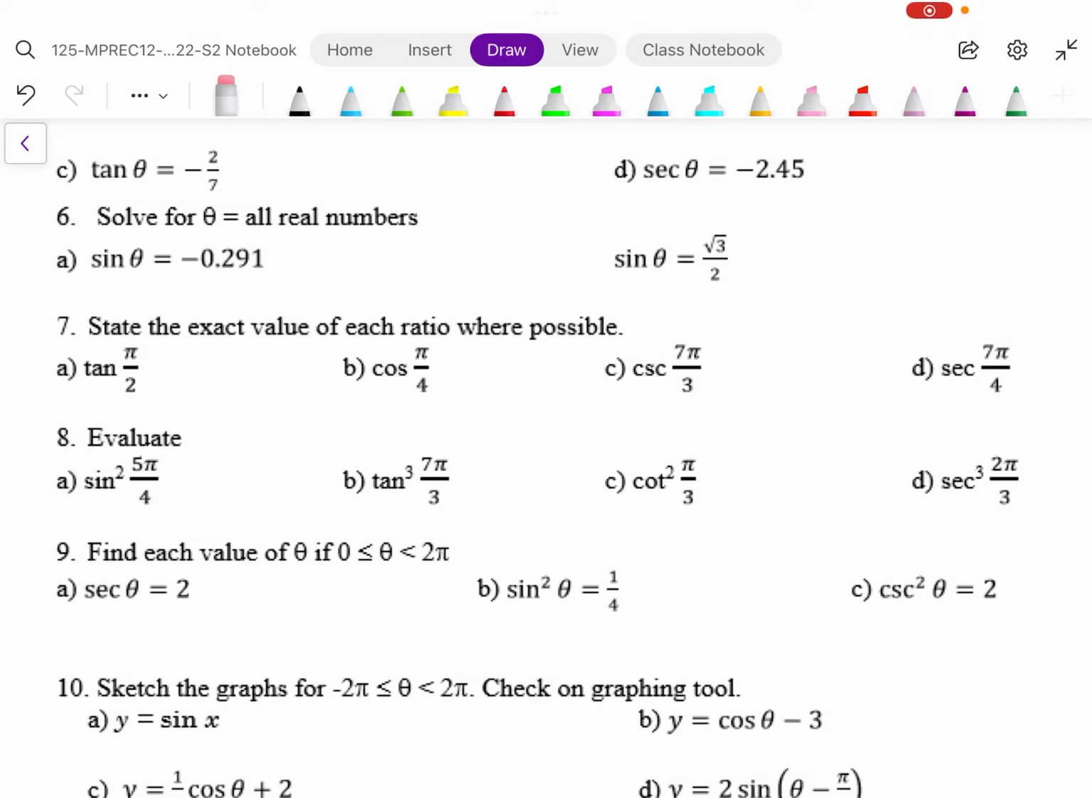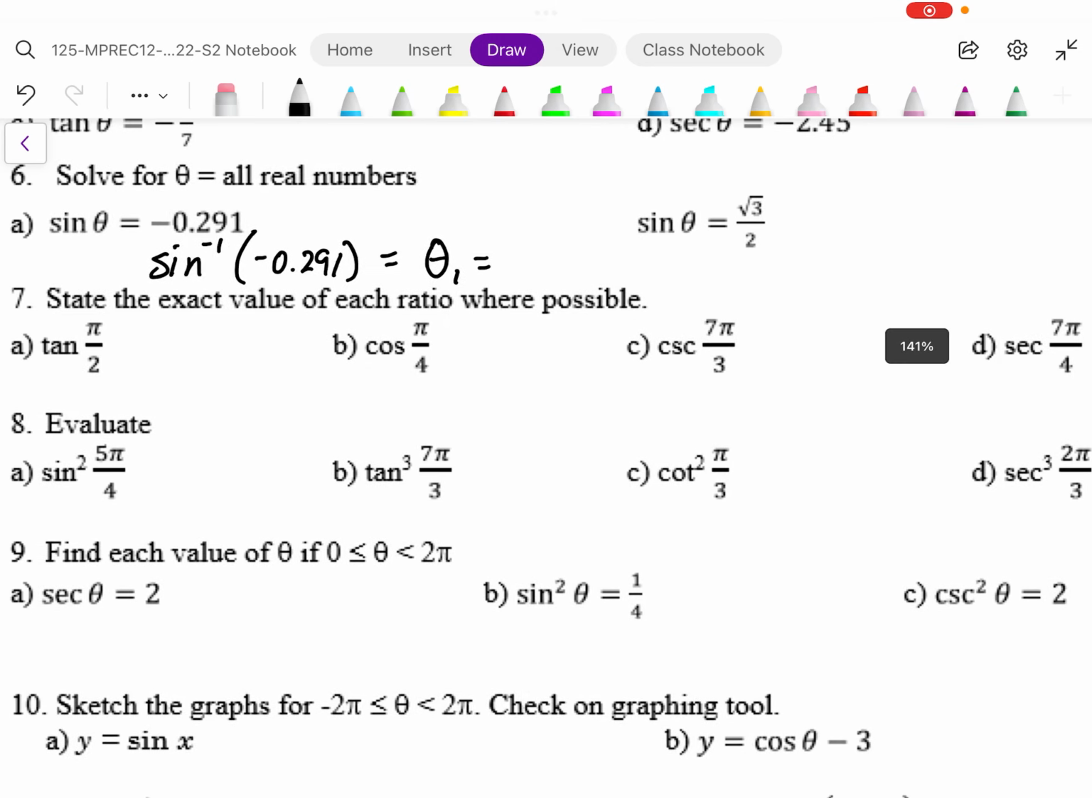In question number 6, we're being asked to solve for the angle given the sine ratio. So if I'm solving, I'm going to use arcsine to solve. To set this up, angle theta equals arcsine of the ratio, negative 0.291, is going to be equal to theta, and my calculator will give me theta 1, and I have to work out the other angle.